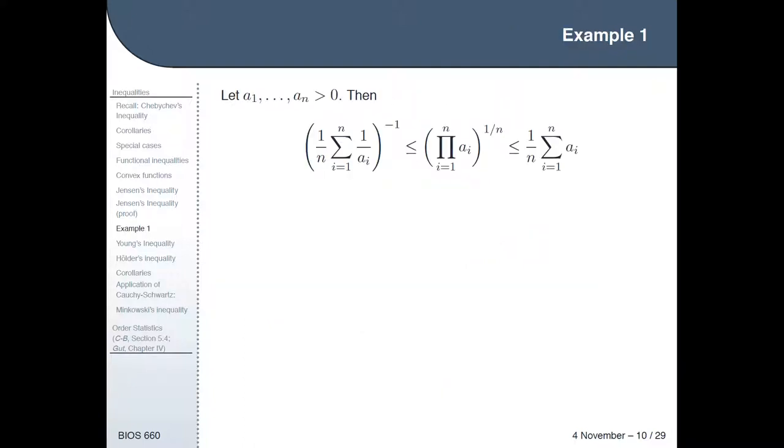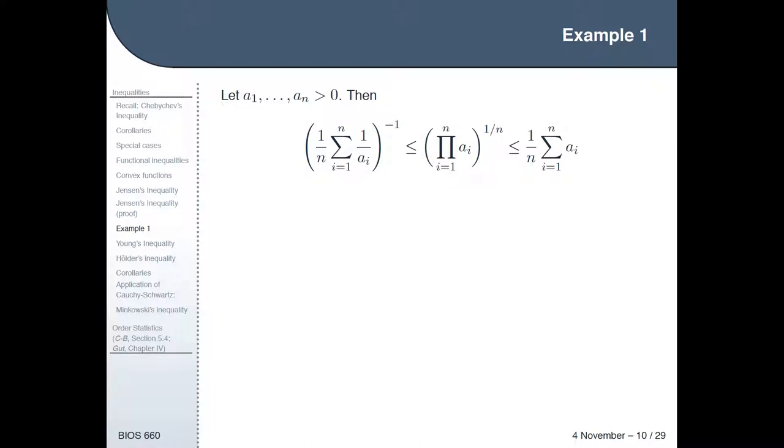So one application of Jensen's inequality: in other math classes you may have seen these different types of means before. The mean on the far right-hand side is what's known as the simple arithmetic mean, or more commonly just the mean. The one in the middle is known as the geometric mean, where you multiply all the numbers together and then take the nth root of it. The one at the far left is known as the harmonic mean, where you take the reciprocal of all of the numbers, take the mean of the reciprocals, and then take the reciprocal of all that.